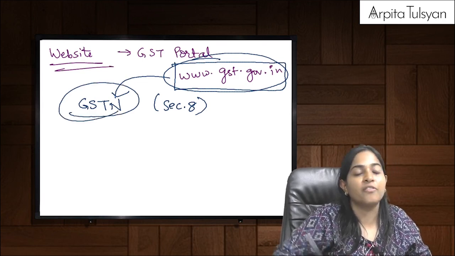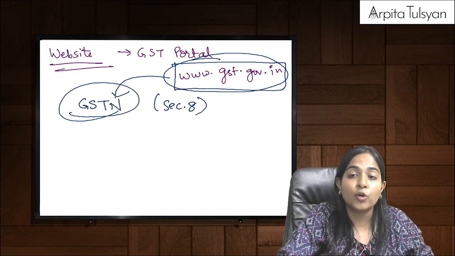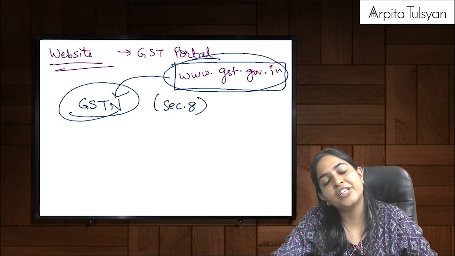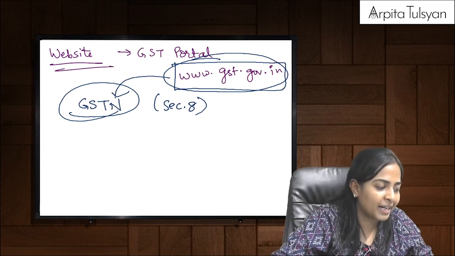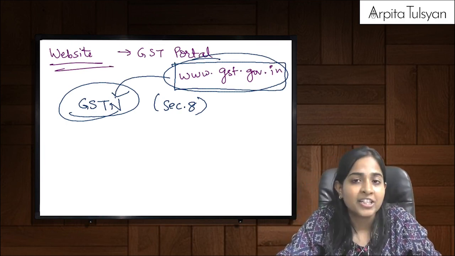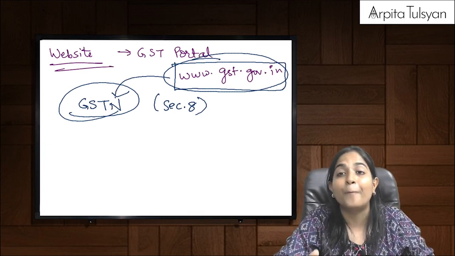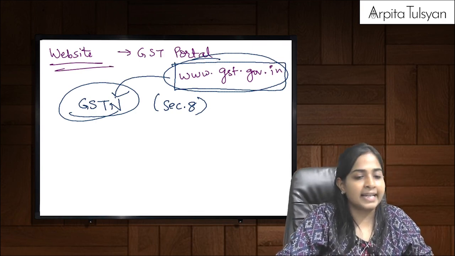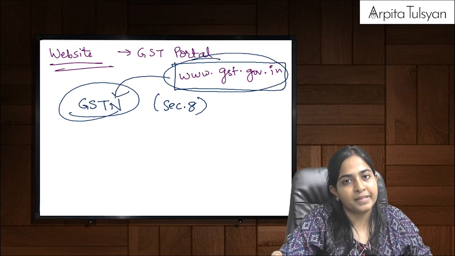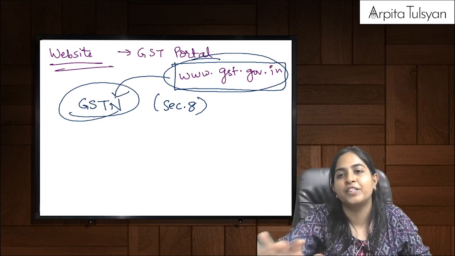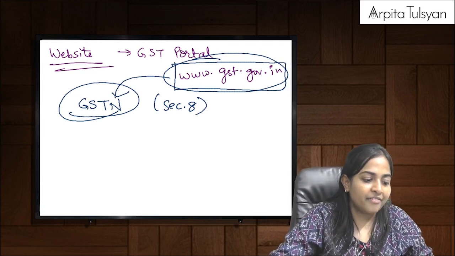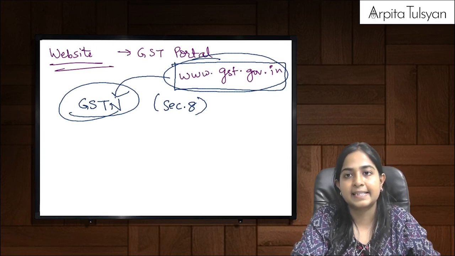Now, what is the work of this GSTN? If I want to get myself registered under GST, I will have to apply for online registration. I will go to the website gst.gov.in and make an application there. If I want to file returns, just like we file income tax returns, I can go to the website and file GST returns. If I want to pay taxes, go to the website. If I want to update my address or profile, I can do it on the website. This is the function of GSTN. It will make sure all these things are available on the website of GST. Very clear till here, everyone? Yes? Okay.